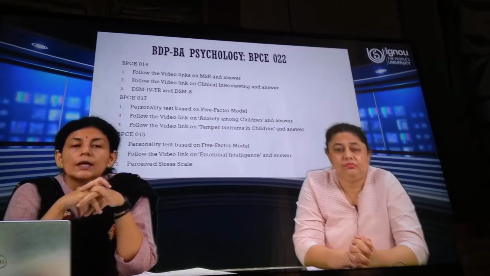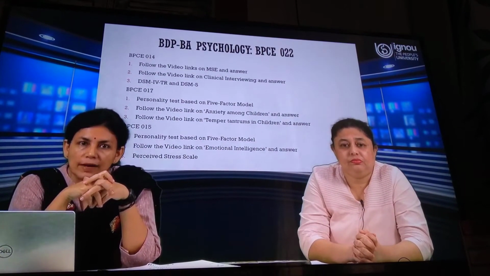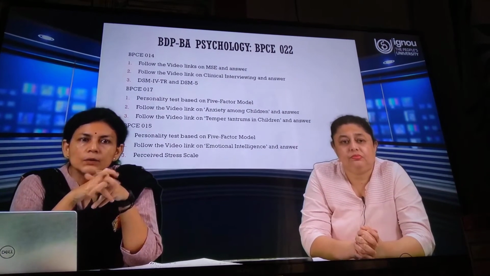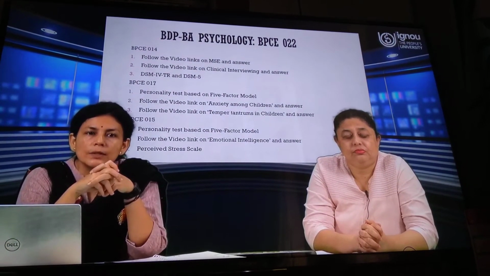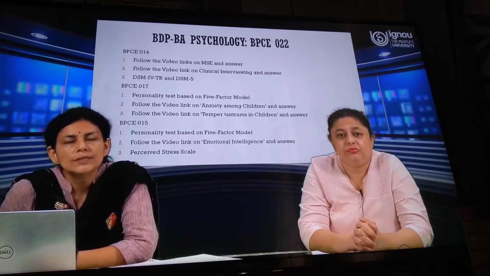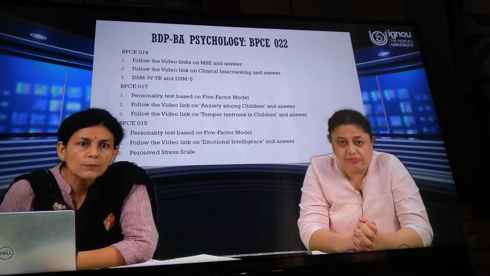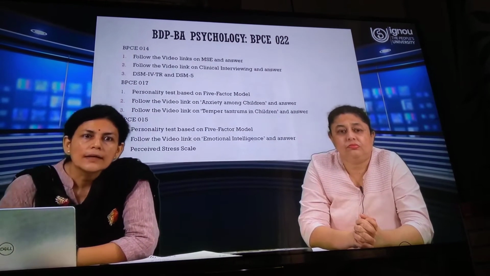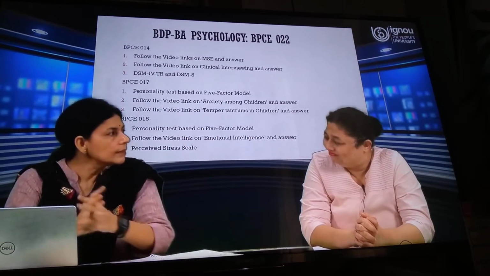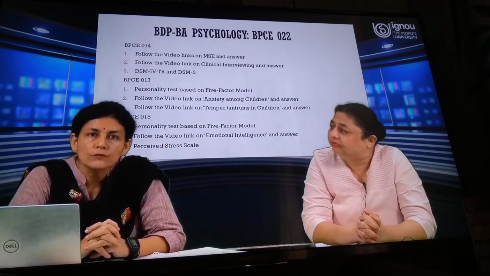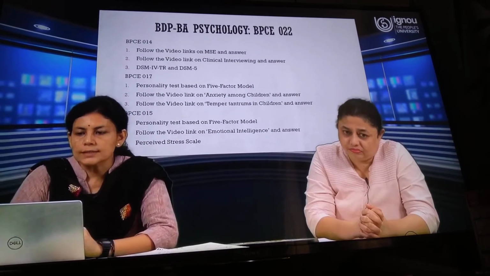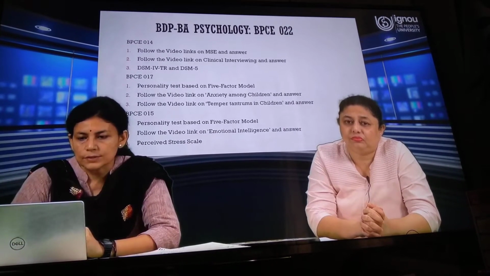We have BPC 17, those students who have opted 17 need to do these 3 activities. One is your personality test based on the 5-factor model, that is there in your personality paper as well. The second activity is the video link on anxiety among children, and you will have to answer questions related to the video uploaded. Then you have another video link, temper tantrums in children. These are very relevant topics, important for counseling psychology students.